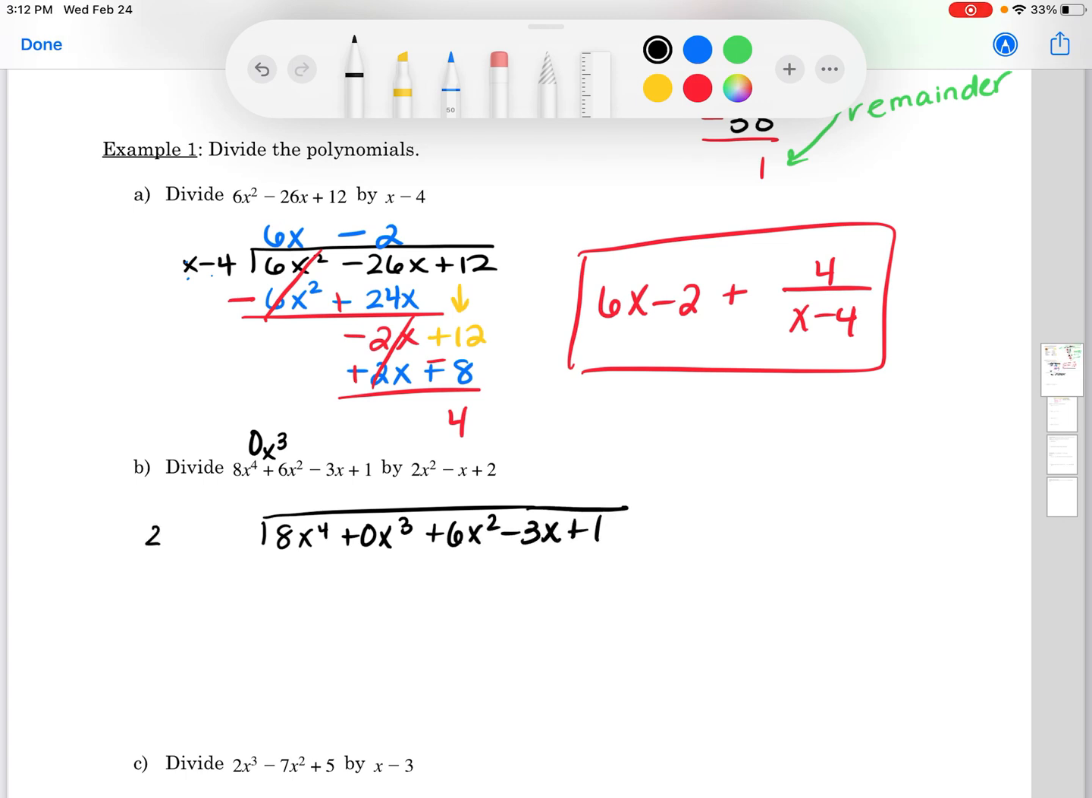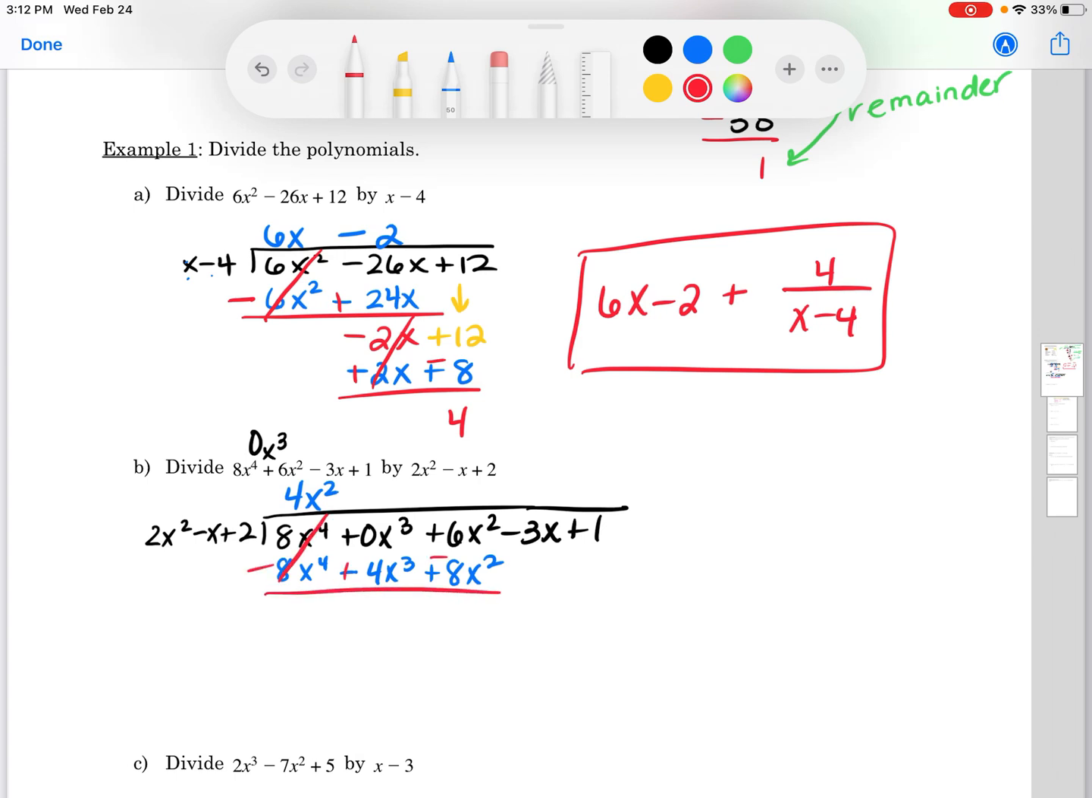And on the outside, we have 2x squared minus x plus 2. So again, I'm going to look to that first term, the 2x squared, and I'm going to say 2x squared times what is 8x to the 4th, and that's going to be 4x squared. And then I'm going to multiply everything in the divisor by that 4x squared. So that's going to give us 8x to the 4th minus 4x cubed plus 8x squared. See, now everything's nice and lined up. If I didn't put that 0, then I wouldn't have anywhere for that minus 4x to the 3rd to be sitting. All right, now I'm going to subtract, so change all the signs.